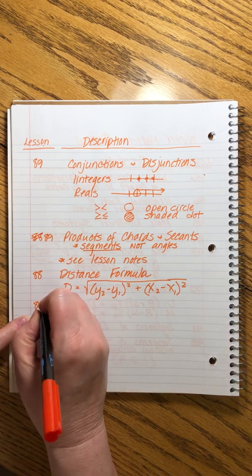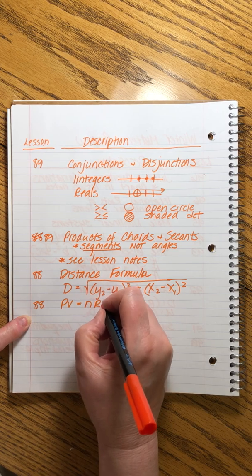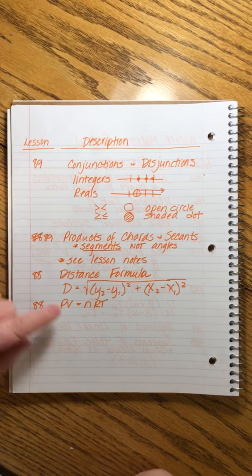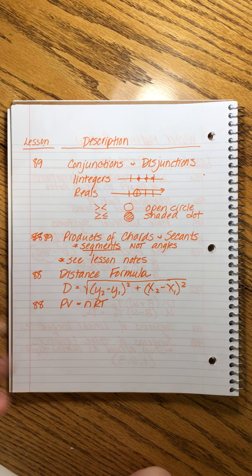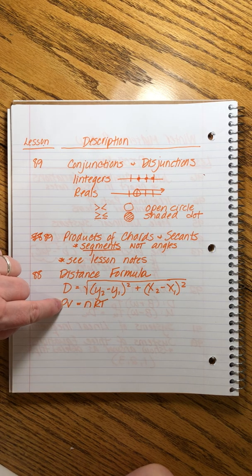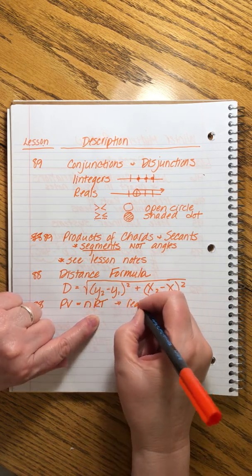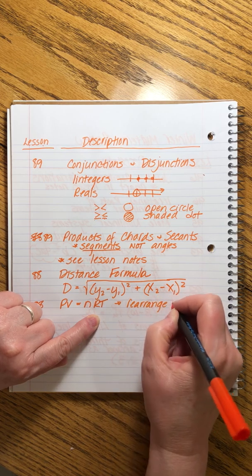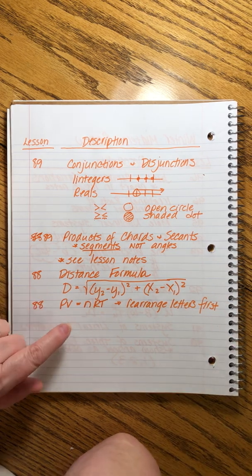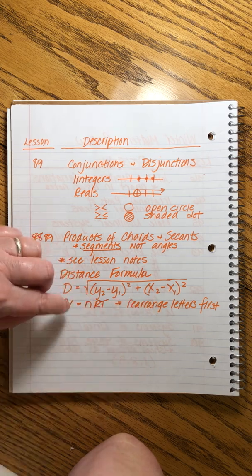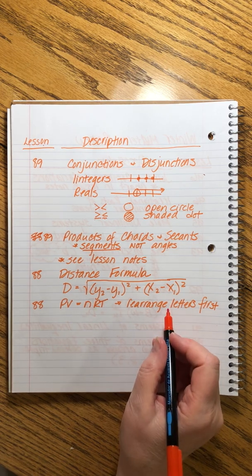Lesson 88 also is this guy. PV equals nRT. Remember, this is a chemistry calculation that involves pressure, volume, number of moles. R is some constant, T is temperature. You don't need to know the science. You just need to know that John will give us 4 of the 5 and ask us to solve. And the trick to these is to rearrange the letters first. So figure out which one you need to solve for. Let's say volume. Then you would divide by P so that you just have V by itself. Then fill in the numbers and simplify. So that's my hint to you on that one.